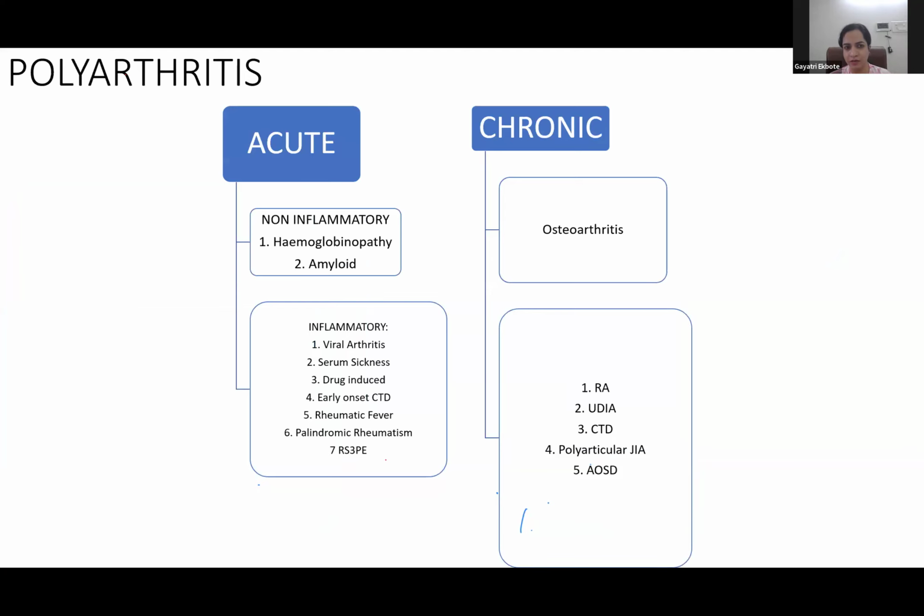Polyarthritis: in adults, poly actually means more than or equal to 4 joints. In acute polyarthritis, you have a few differentials, which I've mentioned here. In chronic, the prototype of chronic polyarthritis is rheumatoid arthritis. Osteoarthritis can sometimes be inflammatory, but the prototype of chronic inflammatory polyarthritis is generally rheumatoid arthritis, and then you have other differentials as well.